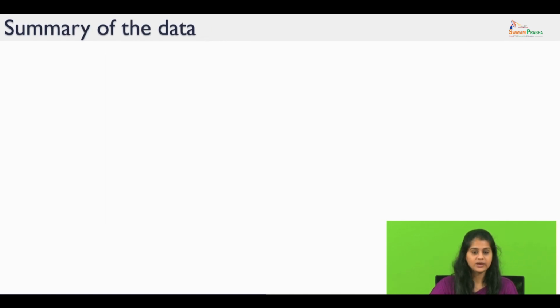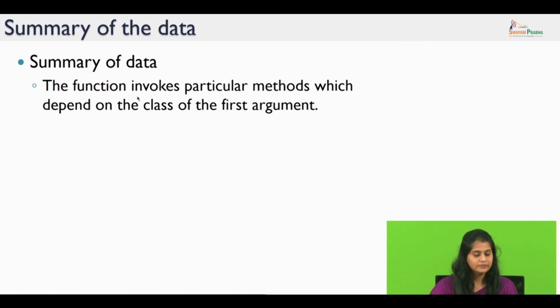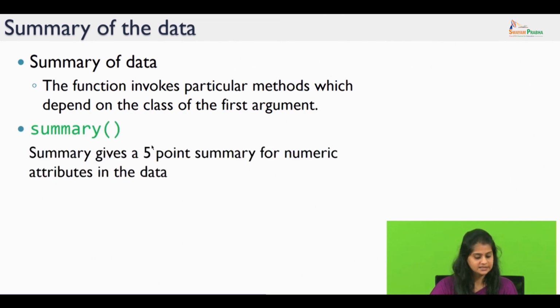So now let's look at the summary of the data and let's see what it has to tell about the data. So summary is the 5-point summary if the input is a data frame, and if the input is an object, then the corresponding summary for the object is returned. So this is the syntax.